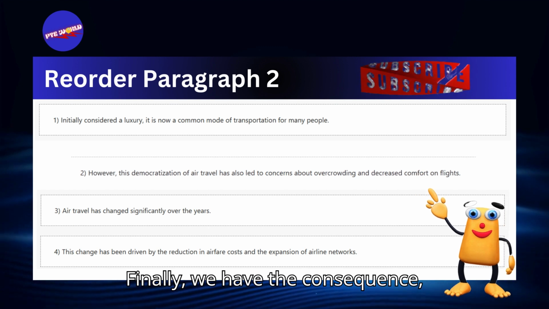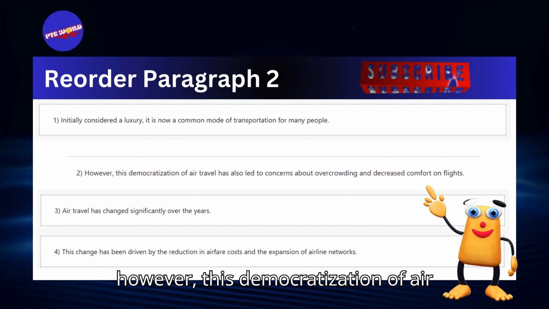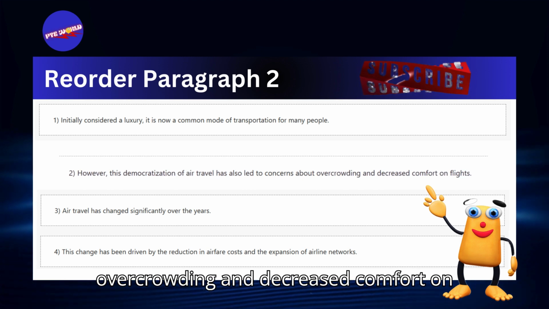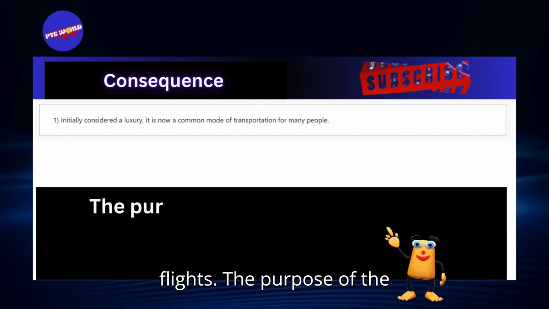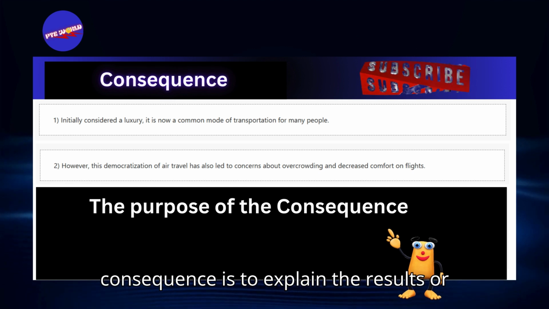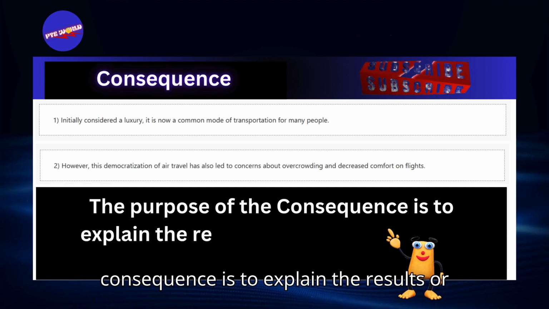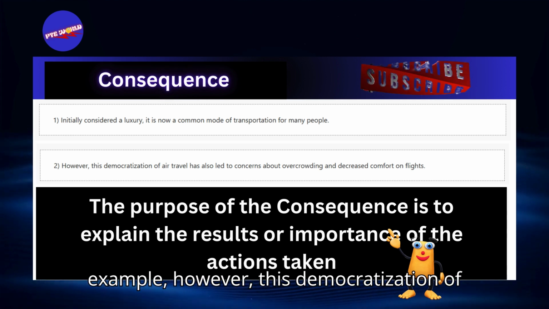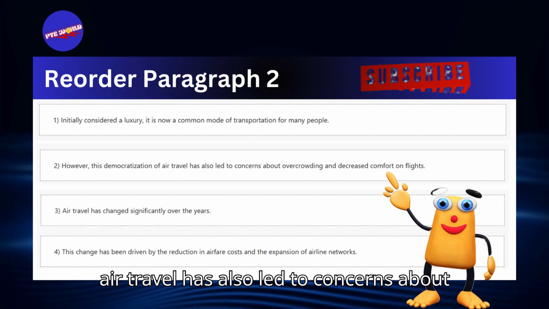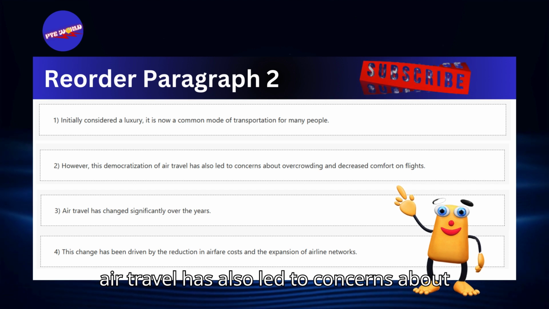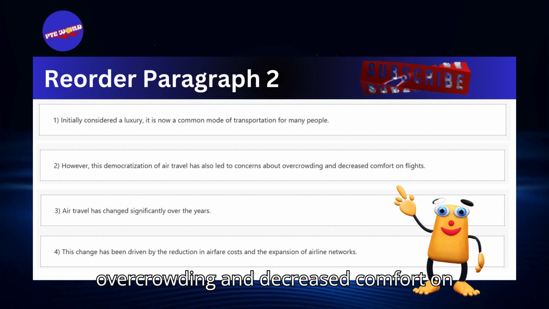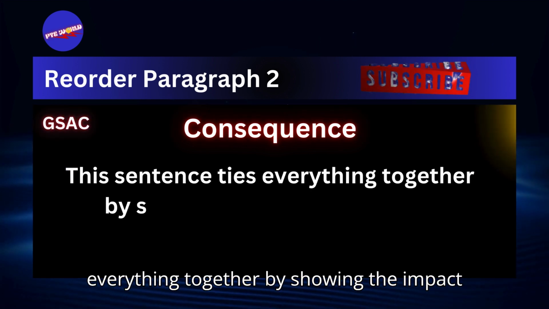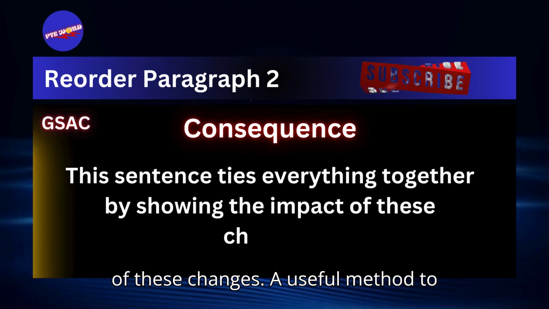Finally, we have the consequence. However, this democratization of air travel has also led to concerns about overcrowding and decreased comfort on flights. The purpose of the consequence is to explain the results or importance of the actions taken. For example, however, this democratization of air travel has also led to concerns about overcrowding and decreased comfort on flights. This sentence ties everything together by showing the impact of these changes.